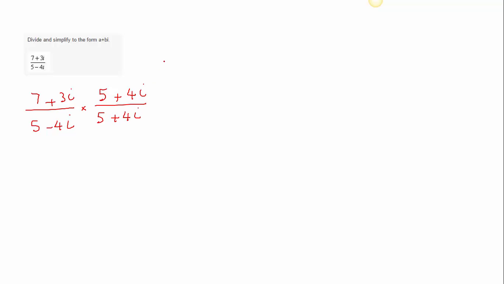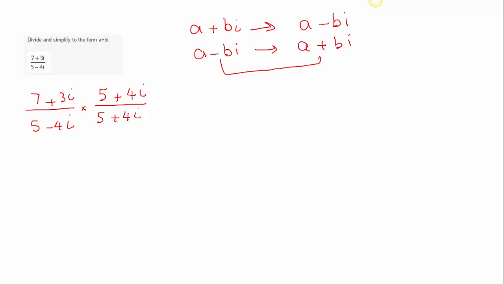Let me explain. If you have a plus bi, then the conjugate would be a minus bi. If you have a minus bi, then the conjugate would be a plus bi. So all we are doing is changing the sign. We change the sign to get the conjugate. So in this case it's 5 minus 4i, and the conjugate would be 5 plus 4i. And then why do we multiply by the conjugate? Because of the difference of two squares.